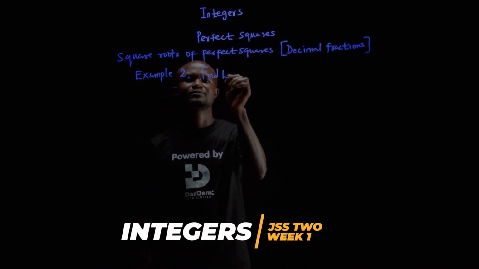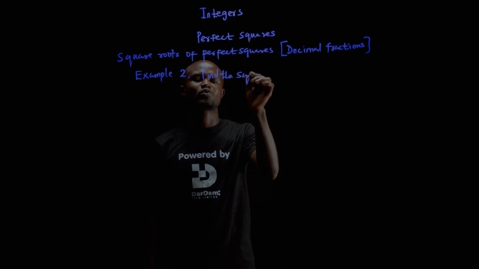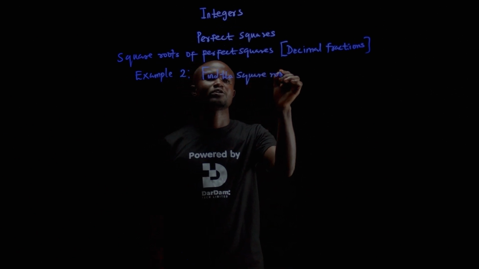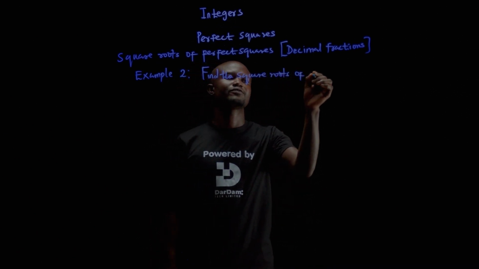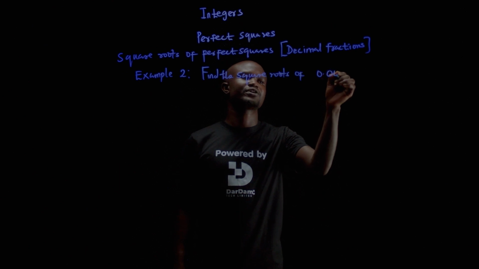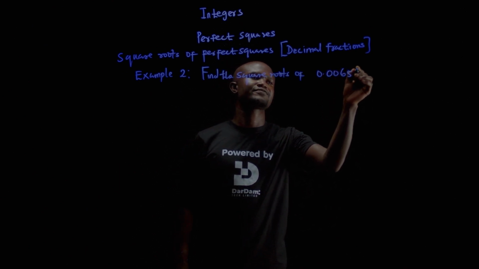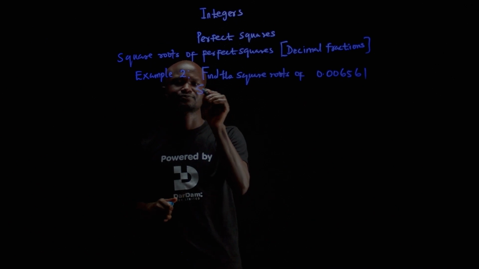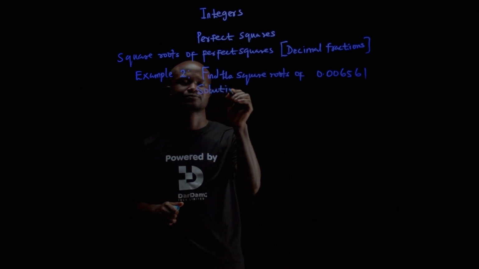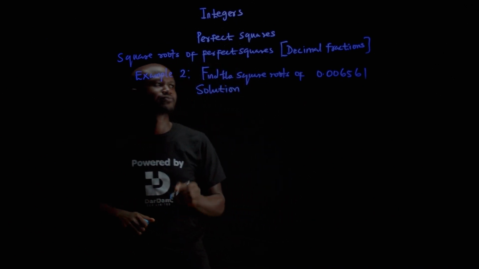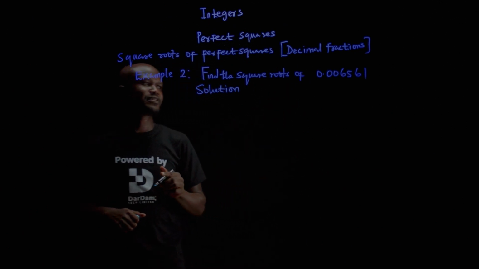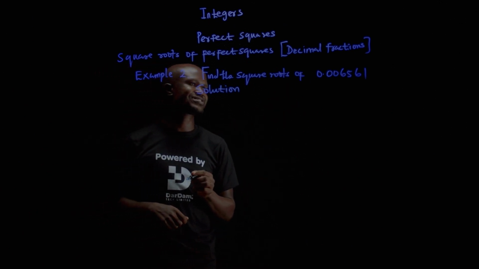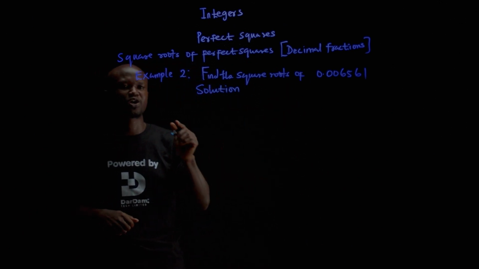Find the square root of 0.006561. Now, solution. We have 0.006561. We want to find the square root.